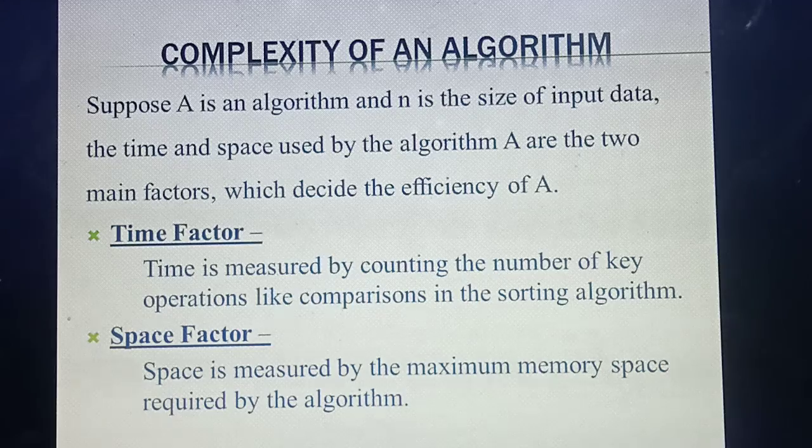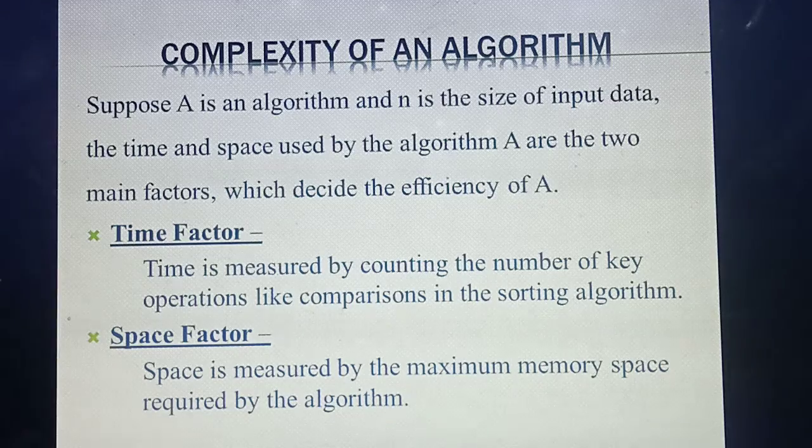Based on the two factors only, you are going to judge the efficiency of an algorithm, that means how efficient this algorithm will be. Understood? So what are the two factors? Time factor and space factor. What are the two complexities? Time factor as well as space factor.